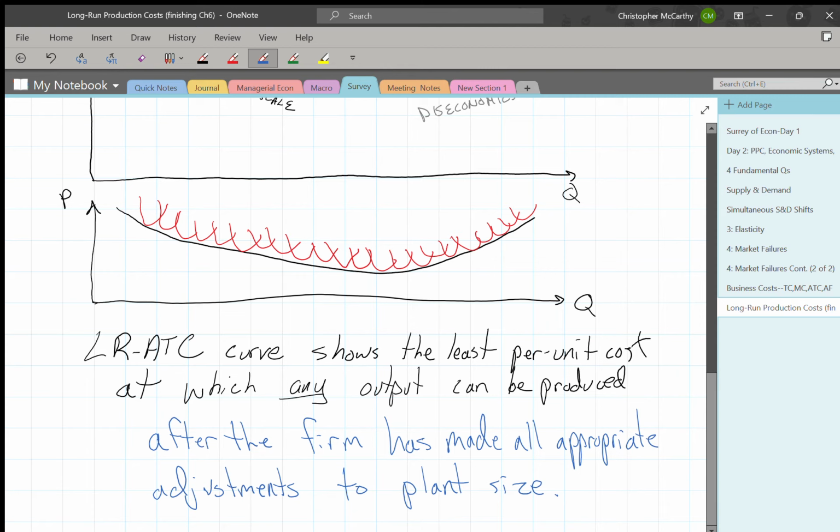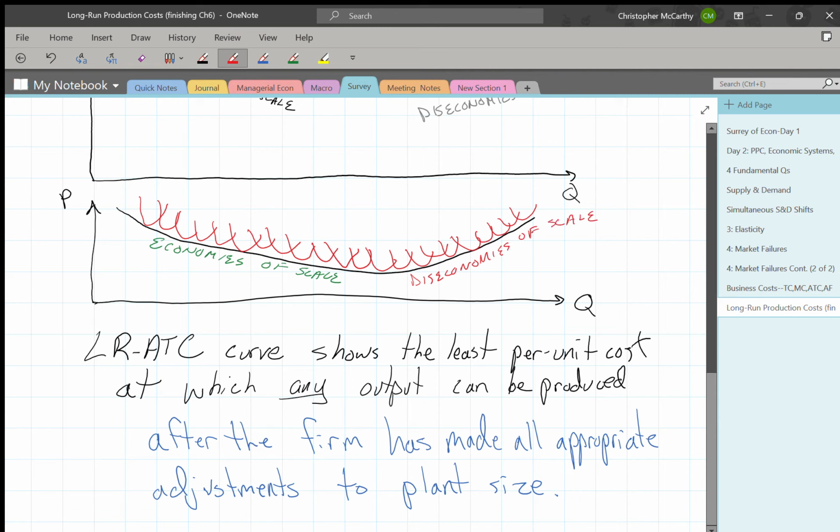So again, why do we have a portion of it that is going down? It's this thing called economies of scale. And then why is it going back up? It's because of diseconomies of scale.